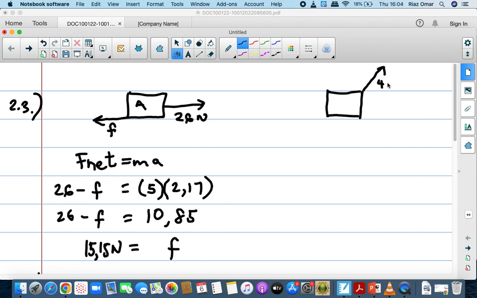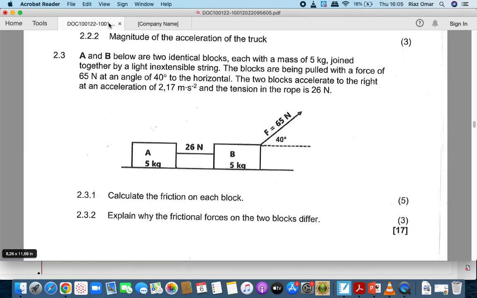There's an angle of 40 degrees, and then there's a force of 26 pulling it back, and then there's also a force of friction as well. So if you have to write down, F net is equal to ma. But before I go here, actually, I'm jumping the gun. Let's look at our question again.